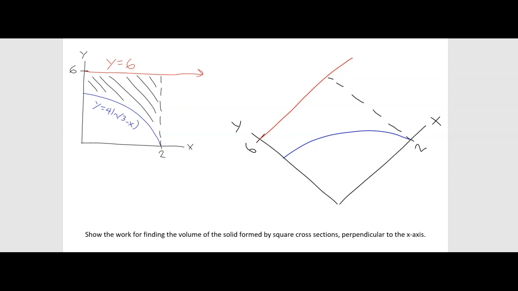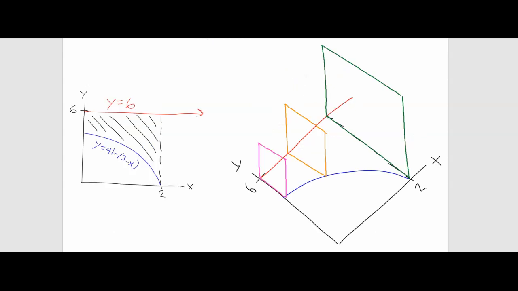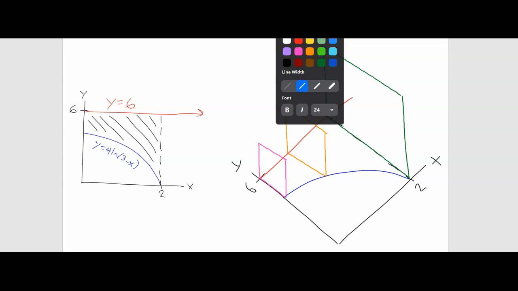Let me sketch what we're talking about here. It says we're using square cross sections. So what that means is we're going to have a bunch of cross sections. When we say a bunch, it's actually going to be an infinite amount. Actually, just pause the video so you don't have to see me keep erasing and trying to give this a good bit of perspective, so that you can really see what the solid is going to look like.